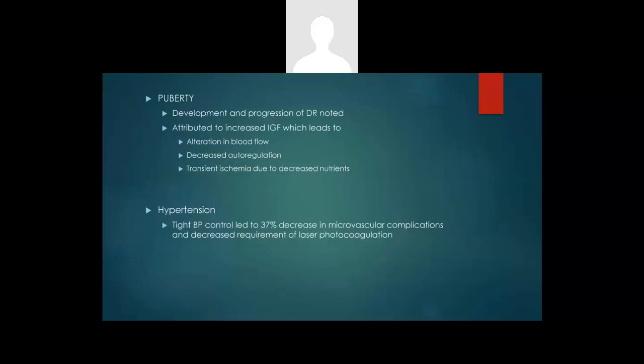progression. The next important risk factor is hypertension. As we all know, diabetes and hypertension are comorbidities; mostly they coexist with each other. In patients who have tight blood pressure control, there is a 37% decrease in the microvascular complications of diabetic retinopathy. They have also found that the requirement for laser photocoagulation has been reduced in patients who had good hypertensive control.